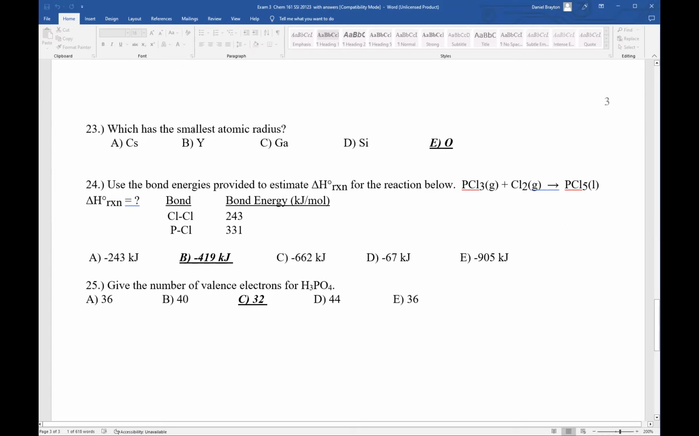23, pretty easy one here, just knowing the trends. So this is basically the opposite of the question above, where you work your way across the periodic table. So the trend is, as you go up, and then that contraction that we saw. So the furthest up and to the right of these choices is E, oxygen.